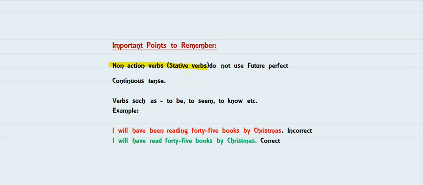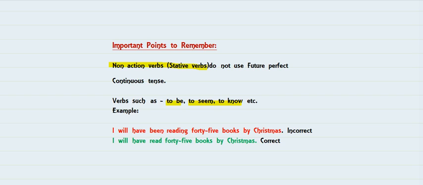One more time I can remind you that stative verbs are also like static verbs. Those verbs which do not denote an action are known as stative verbs, and for this progressive form of tense you cannot use them along with your sentence. That sentence would be grammatically incorrect. Like the verbs here are to be, to seem, or to know. These are some of the examples which I have taken.